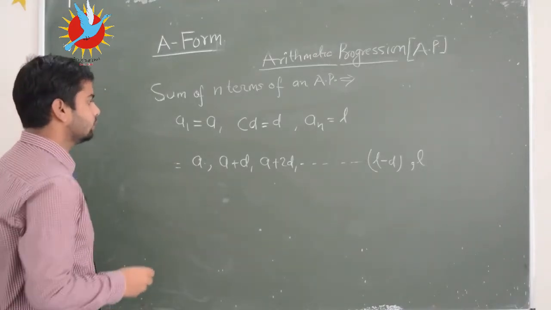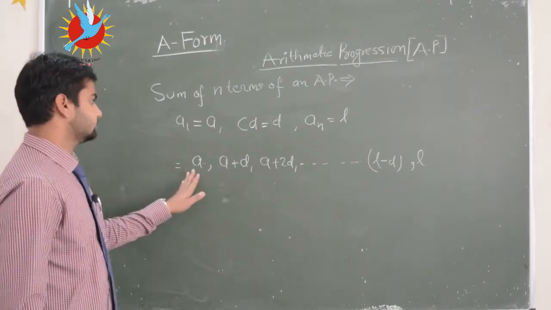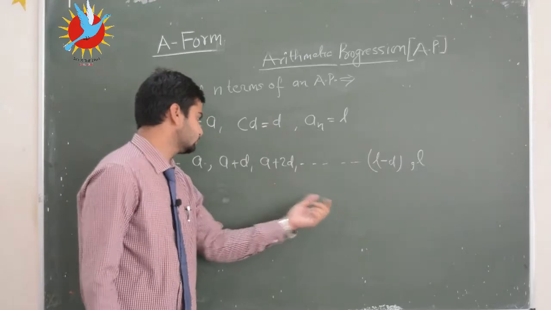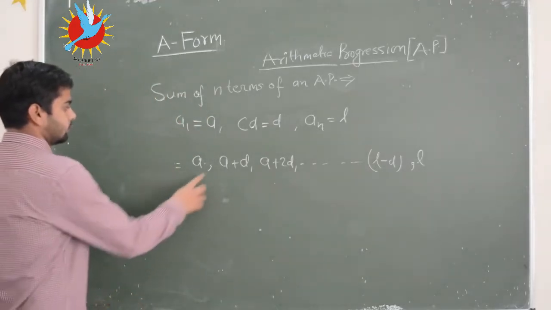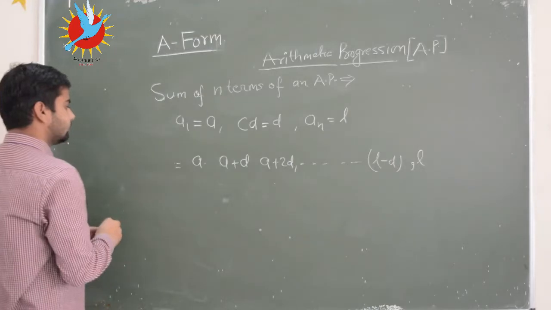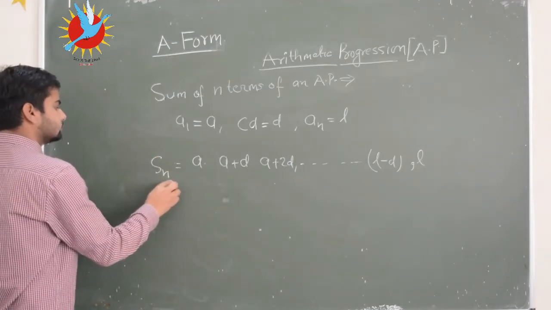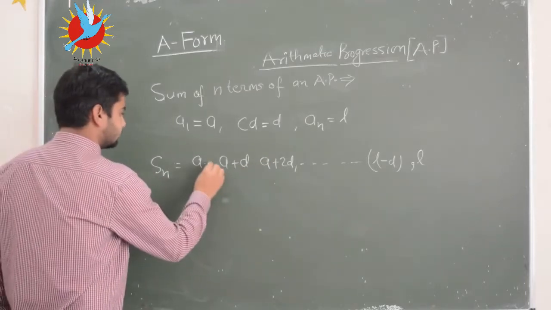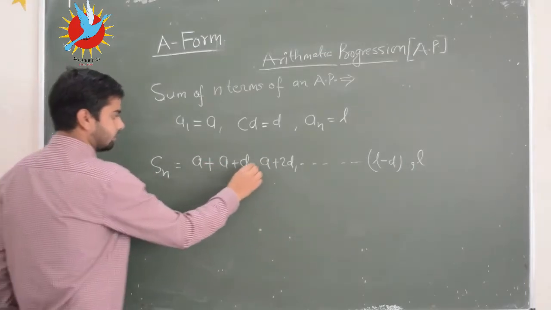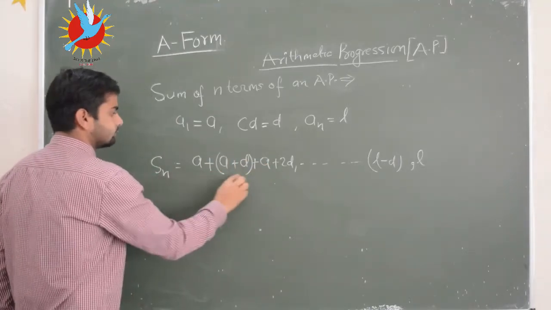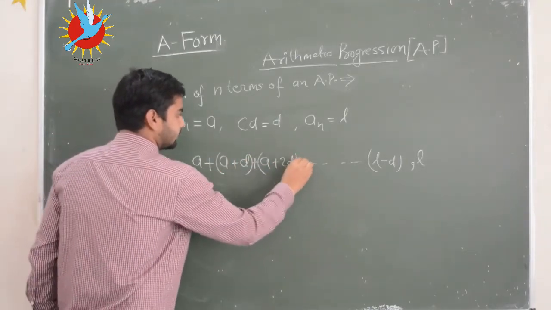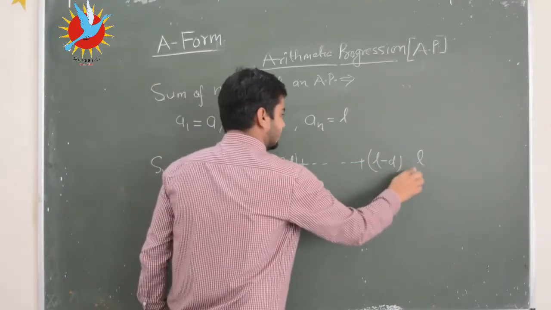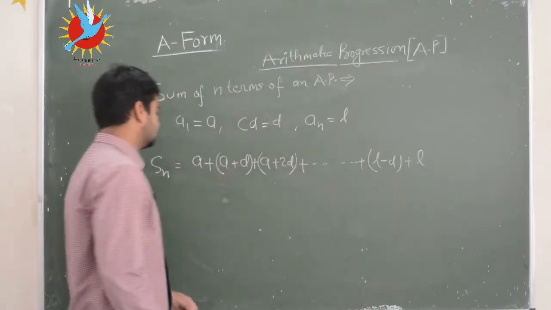Suppose we want to calculate the sum from the first term to the nth term, all the numbers coming in between. Suppose this sum is equal to Sn, where n denotes the number of terms, the sum of n terms of an AP. We add these terms with plus signs in between: first term plus second term plus third term plus fourth term, dot dot dot, plus (n minus 1)th term plus nth term, and this sum is equal to Sn.